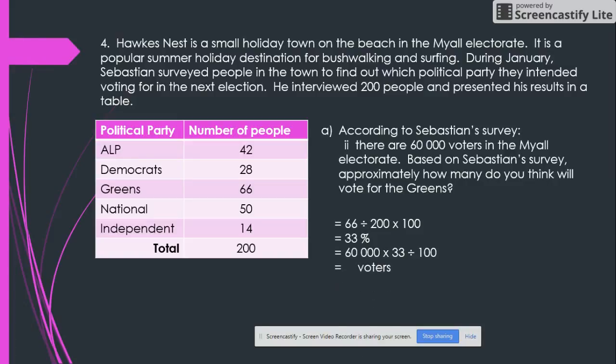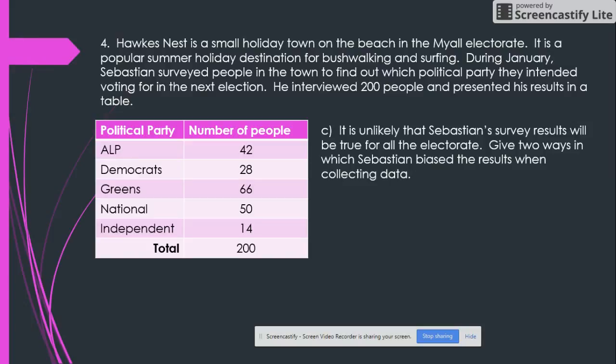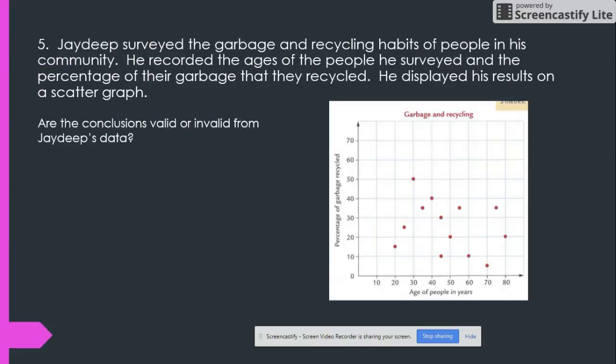So many voters. It is unlikely that Sebastian's survey results will be true for all the electorate. Give two ways in which Sebastian biased the results when he collects data. I want you to think. So first of all, he went to a holiday town on the beach during January. So there would be a certain type of people that would be there. So he asked people only in one part of the electorate, so he didn't go all over the electorate. And he asked people who aren't voters in the electorate because people would be there on holiday.